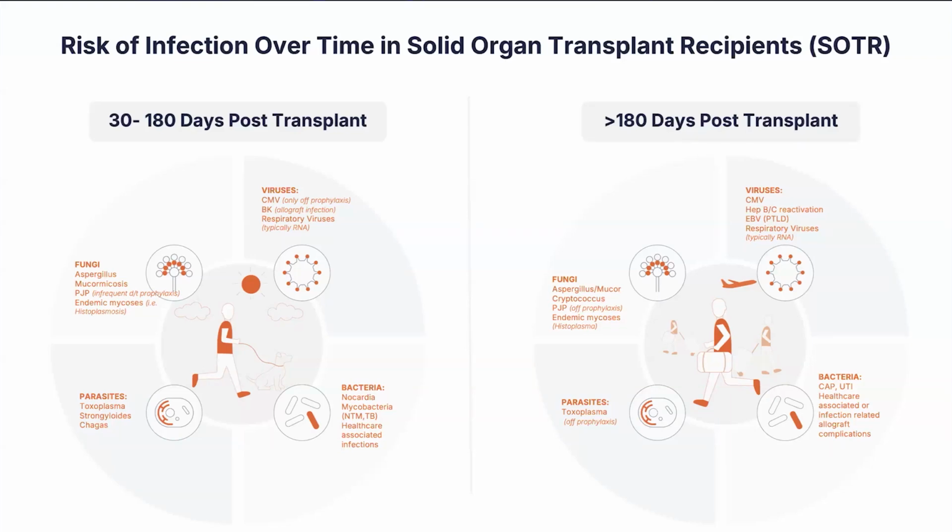Especially if they get episodes of rejection that require high immunosuppressive agents. And plus, they're up and about, they're traveling, visiting family, interacting with their pets. So the risk of zoonotic infections, tick-borne illnesses, and other endemic mycoses also goes up. It's usually an overlap. It's not very distinct, but just to kind of make a point here.